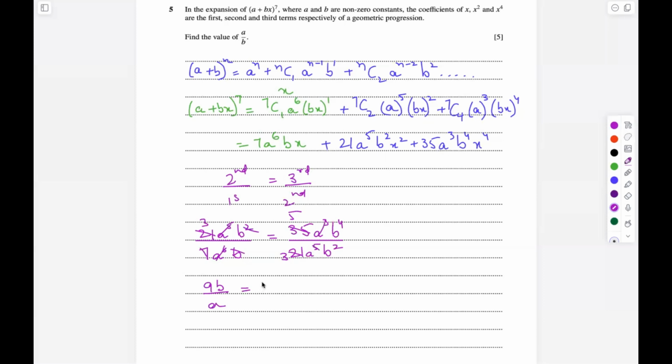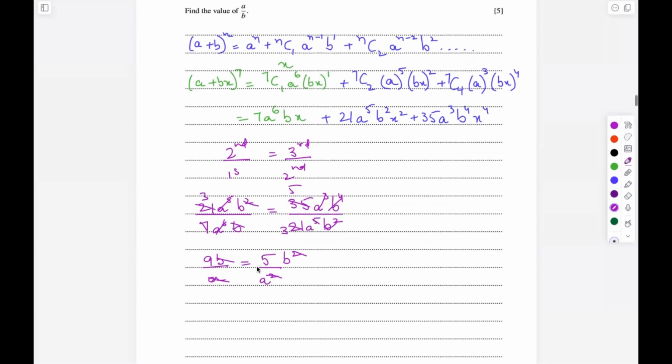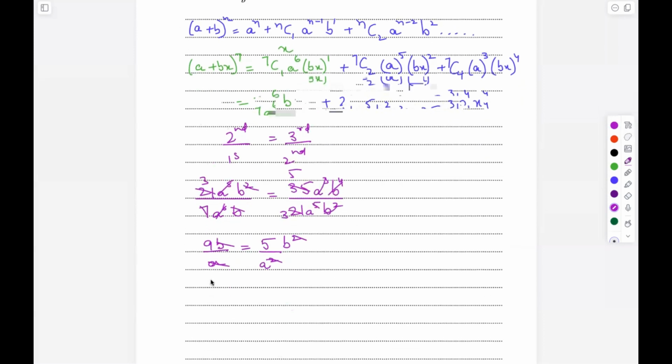So in this case, this will become 5 over here and a squared in the denominator. And this will cancel out, and we'll have b squared in the numerator over here. Now, a and a squared will cancel, b and b squared will cancel over here. So the final expression will be 9 equals 5b upon a.